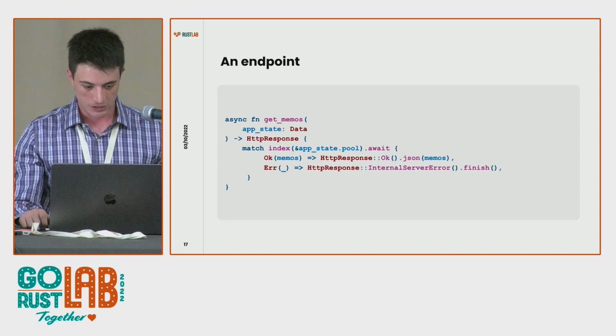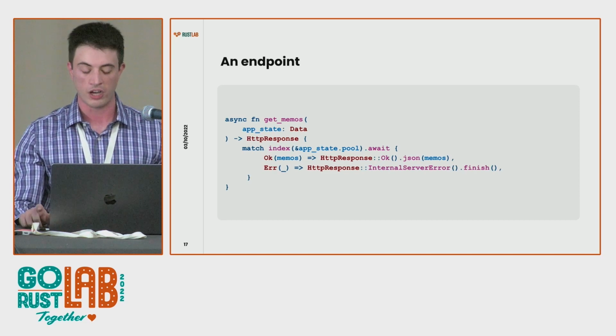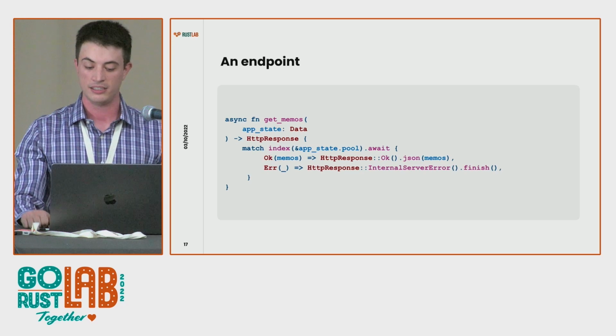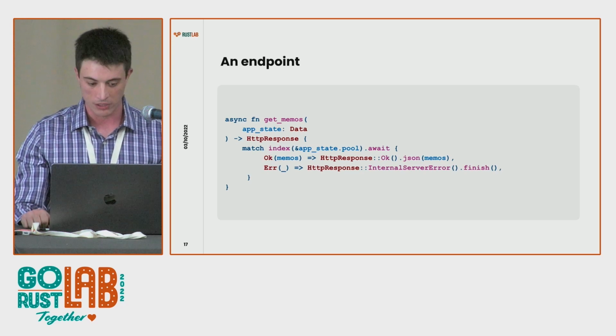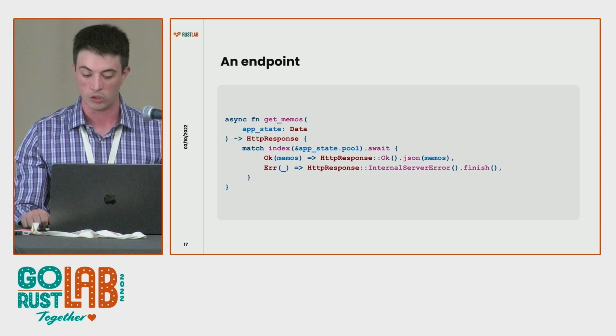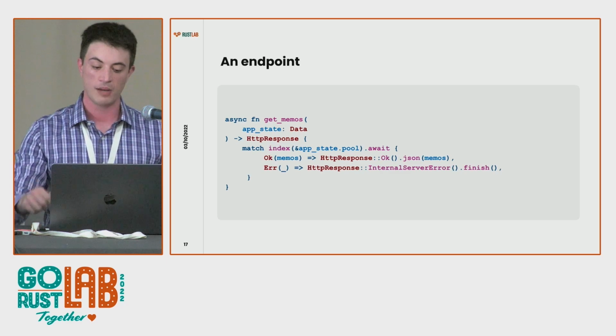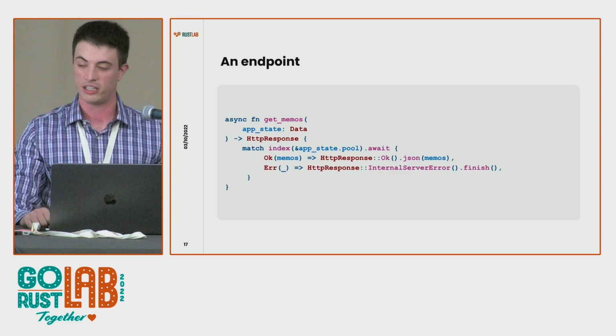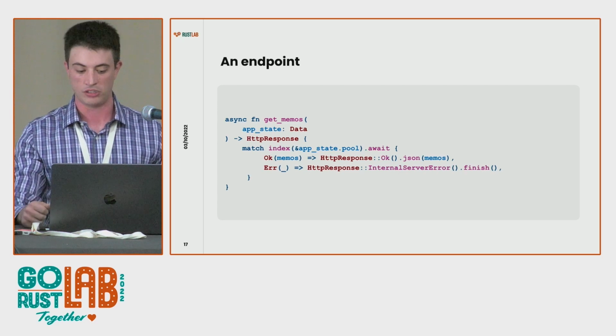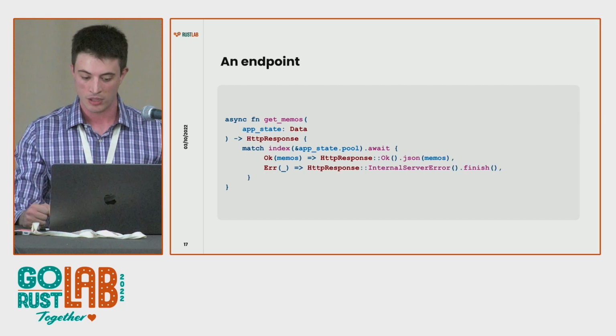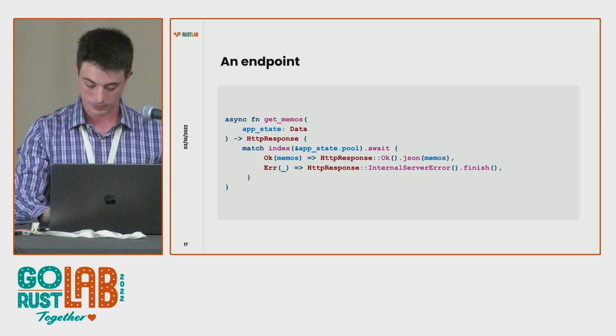And you see that here, the getMemos function takes an upstate parameter, and when we call index, we actually pass upstate.pool. So this upstate is just a container for the state of the application. In particular here, within this state of application, we maintain a Postgres connection pool that we use to make the call to the database.